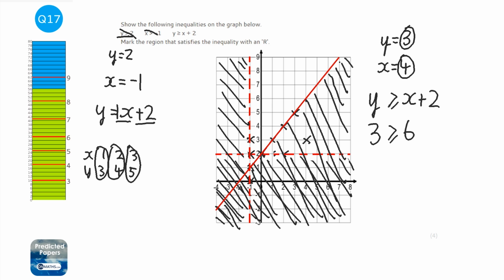Now you can do the same on the other side with a coordinate, say this one here. So x plus 2 is 2 plus 2, which is 4, and y is 7. So 7 is greater than or equal to 4. Okay, last thing to do is just label it with an R. So that's the region I'm looking for there. So I label it with an R.